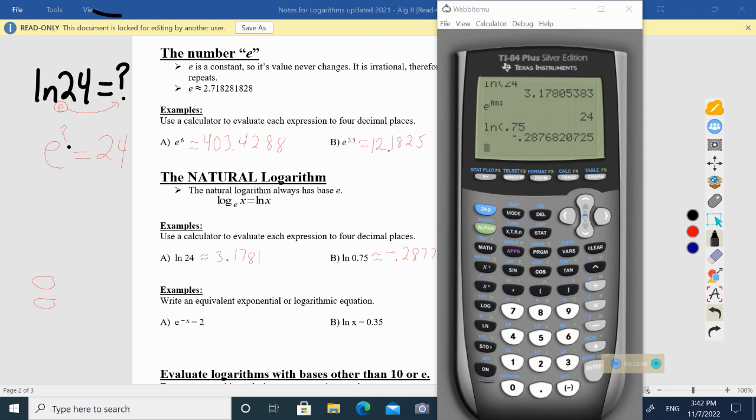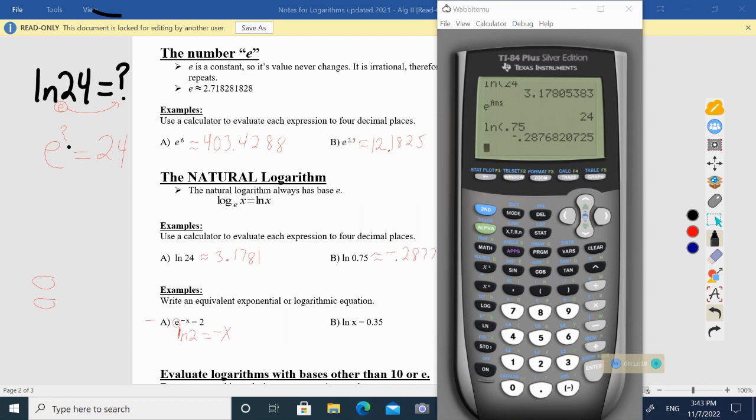Down here next it says write an equivalent exponential or logarithmic equation. Well, the first example, example A, is an exponential because there's no natural log, no log there. It's e to the negative x power. So we have a power. The base is e. So that would be log base e, or just natural log of 2 equals negative x. All we're doing here is rewriting the exponential as a logarithmic.